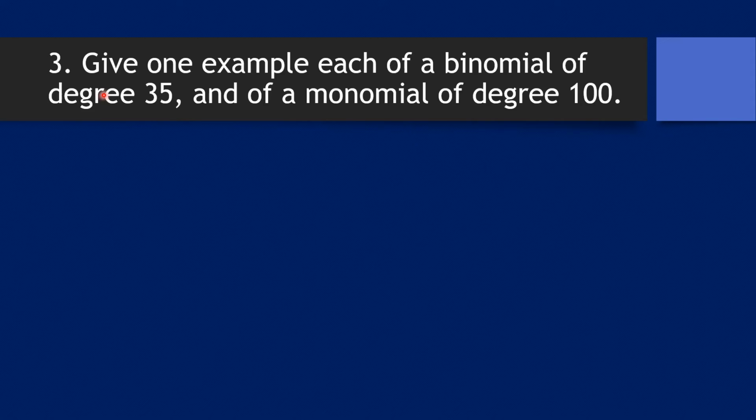Now let's move on to question number third, that is: give an example each of a binomial of degree 35 and a monomial of degree 100.